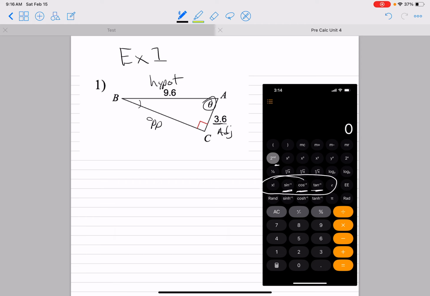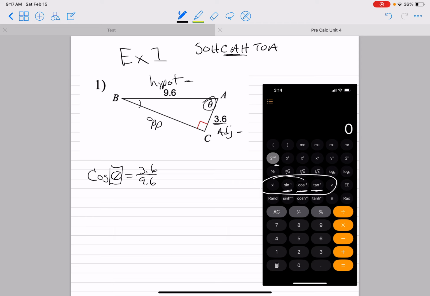So that's step 1. Now I'm thinking, okay, SOH CAH TOA. What do I have? I have a hypotenuse and an adjacent. Those are the two that I know. Which one talks about hypotenuse and adjacent? You should be like, oh, that's a cosine. So cosine of theta, I don't know what that theta is, equals adjacent 3.6 over hypotenuse 9.6. Now, all we're trying to do is solve for theta.